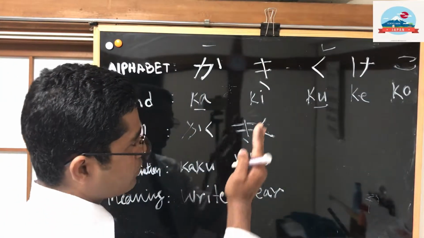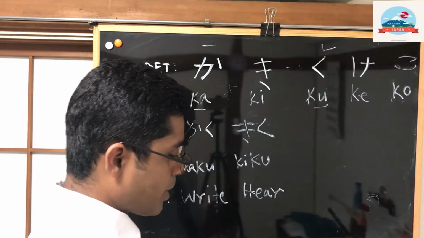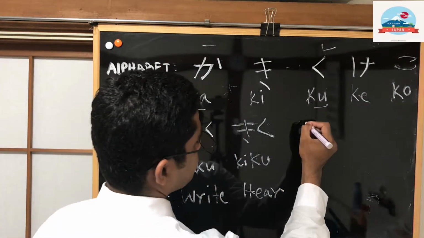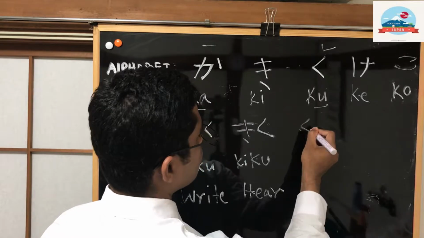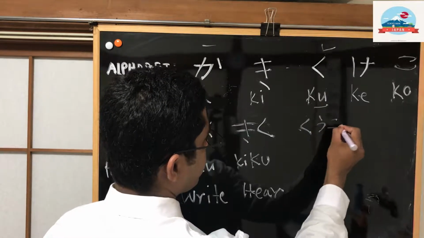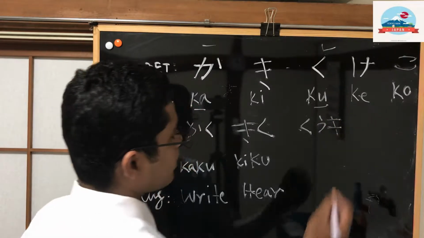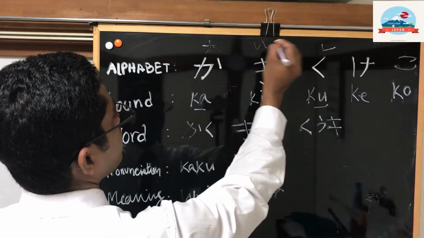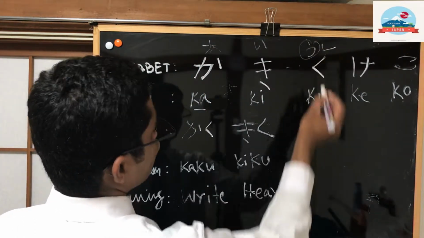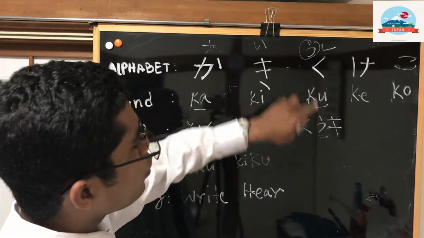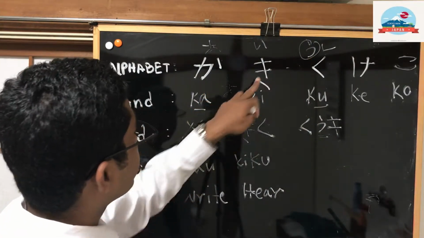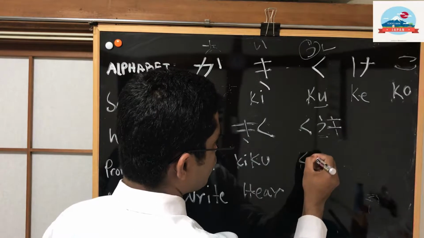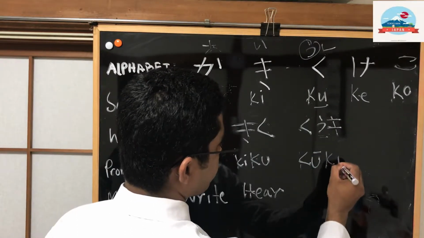Then we'll go to ku. By this ku alphabet, kuki. Ku, and kuki. It was the first class alphabet, A, I, U. A, I, U. And this U is here. Ku, u, ki. Kuki. This pronunciation is ku, ki, kuki.